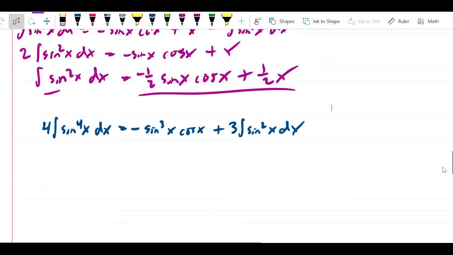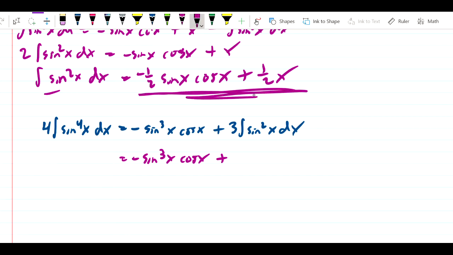So 4 integral of sine to the fourth x dx, I won't read the whole thing. This is equal to negative sine cubed x cosine x plus 3 times this expression. So this is the expression for sine squared x. So that's going to end up being minus 3 halves sine x cosine x, and then plus 3 halves x is equal to 4 integral of sine to the fourth x dx.